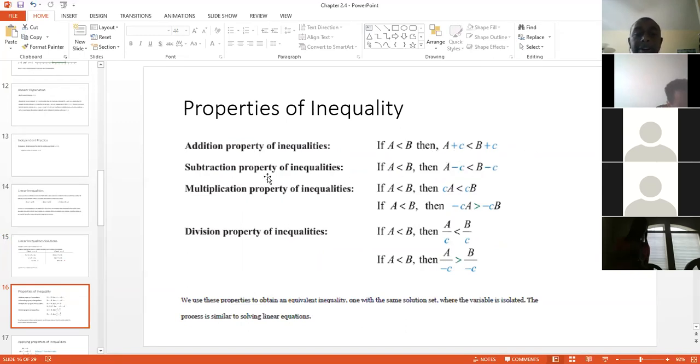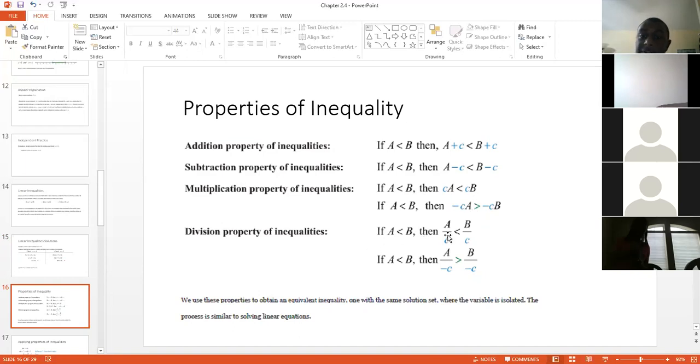Subtraction, same thing. Whatever you subtract on the left, you also subtract on the right. For multiplication, with a positive number, whatever you multiply on the left, you also multiply on the right. But if you have a negative number, this is important to note. If you multiply a negative number on the left, and you also multiply the same negative number on the right, you have to flip the sign. Before it was A is less than B. Now it's negative C times A is greater than negative C times B. You have to flip the sign. If you don't flip the sign, the whole thing will be messed up.